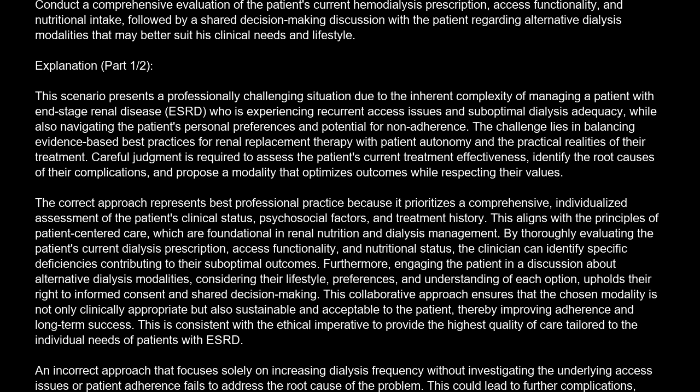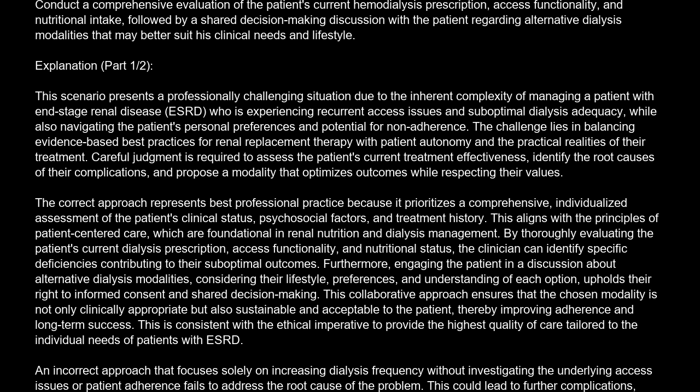By thoroughly evaluating the patient's current dialysis prescription, access functionality, and nutritional status, the clinician can identify specific deficiencies contributing to their suboptimal outcomes. Furthermore, engaging the patient in a discussion about alternative dialysis modalities, considering their lifestyle preferences and understanding of each option, upholds their right to informed consent and shared decision-making.